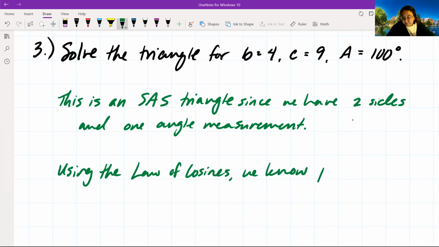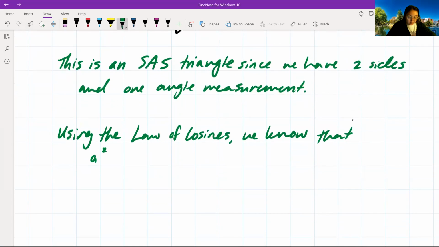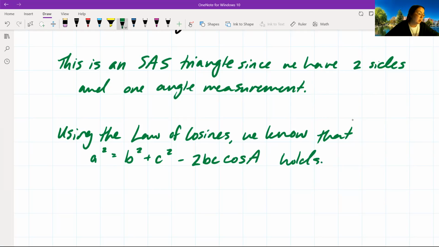Using the law of cosines, we know, and this was stated in our notes and in our book, the formula a squared is equal to b squared plus c squared minus 2 times bc times cosine of a holds. We can rewrite this equation for each one of our side lengths. So we also get that b squared is equal to a squared plus c squared minus 2 times a times c times cosine of b. And then c squared is equal to a squared plus b squared minus 2 times a times b times cosine of c. But this is going to be our first relevant equation.